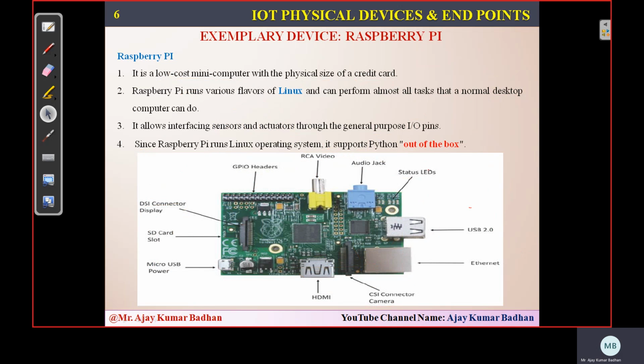So you can go through it. We have standard LED lights, 5 LED lights. USB 2.0, 2 ports we have here. Ethernet cable, CSI connector for camera, HDMI, micro USB, SD card slot, DSI connector for display. Then we have GPIO headers, the general purpose input output pins. We'll have a set of pins here. And then we have RCA for video purposes, and the audio jack is for representing the audio.